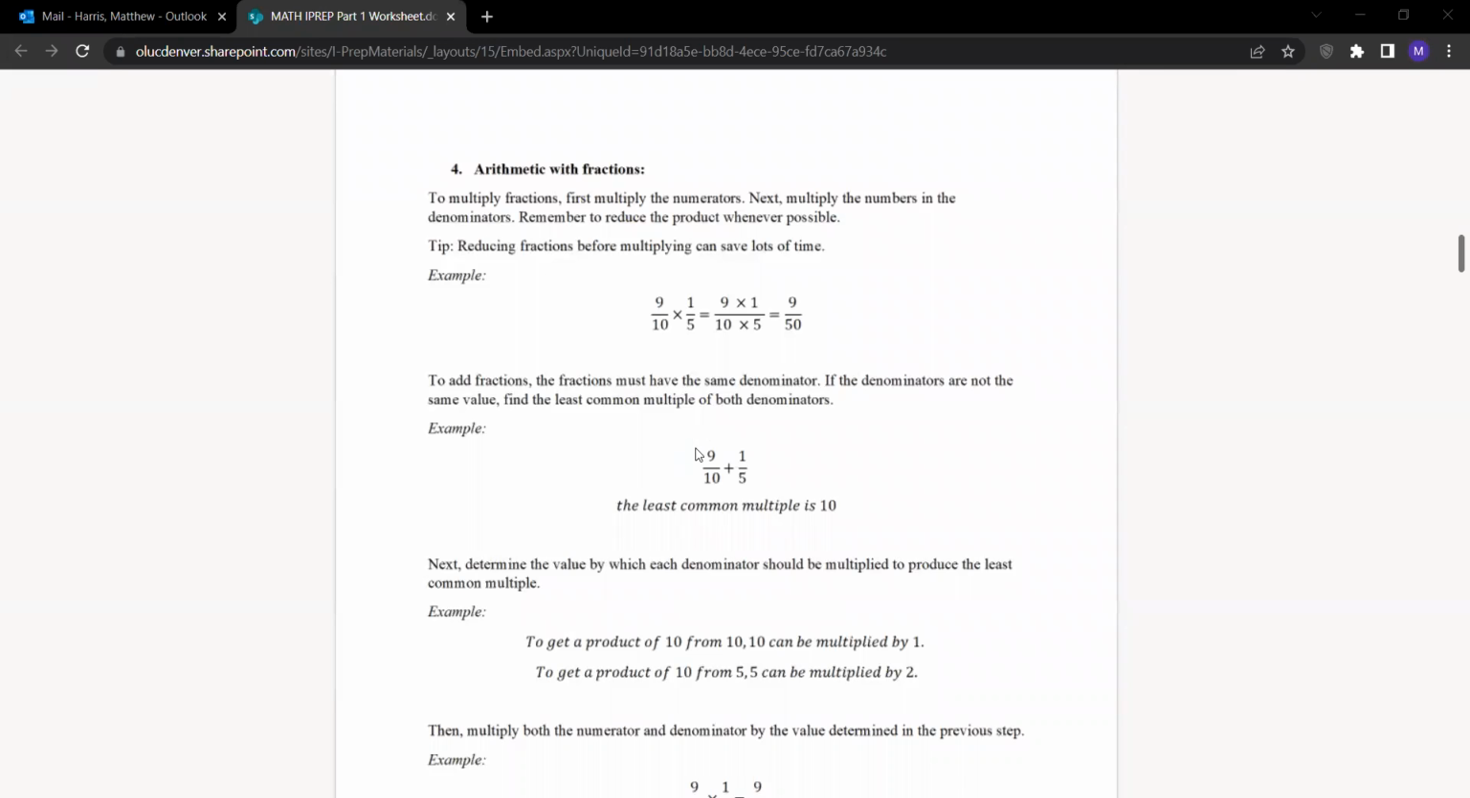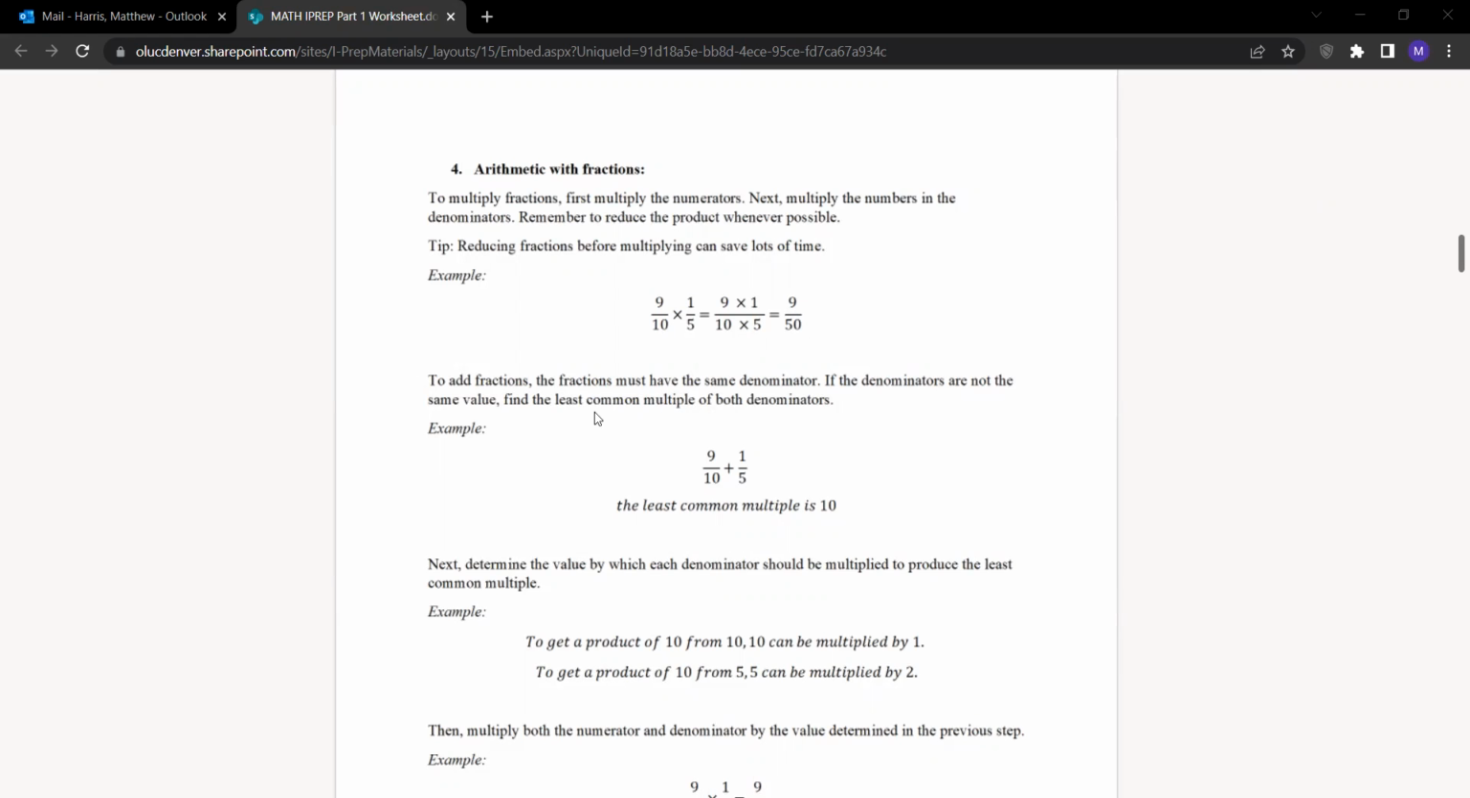Arithmetic with fractions. To multiply fractions, first multiply the numerators and then multiply the denominators. Remember to reduce the product whenever possible. So tip, reducing the fraction before multiplying can save a lot of time. So example, 9/10 times 1/5. We multiply the numerators, 9 times 1 equals 9, and the denominators, 10 times 5 equals 50. And that is our answer.